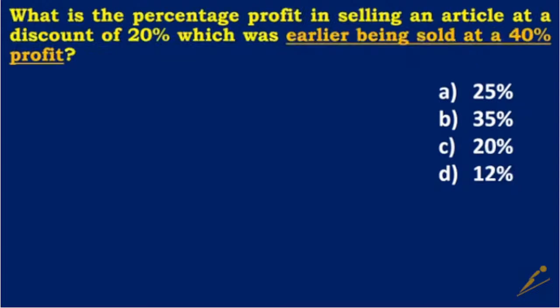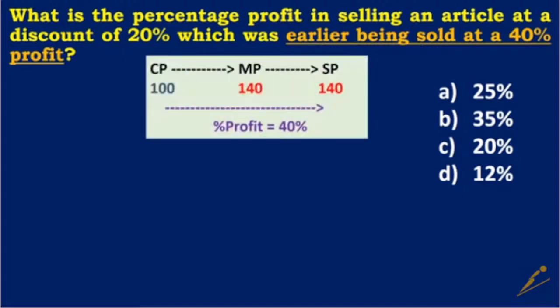Example 4. What is the percentage profit in selling an article at a discount of 20% which was earlier being sold at a 40% profit? Let's assume that the cost price of an article is 100 rupees. Earlier, the article was sold at 140 rupees. Because of 40% profit, it is clear that no discount is allowed earlier. Then the SP and MP are equal, which is 140 rupees.